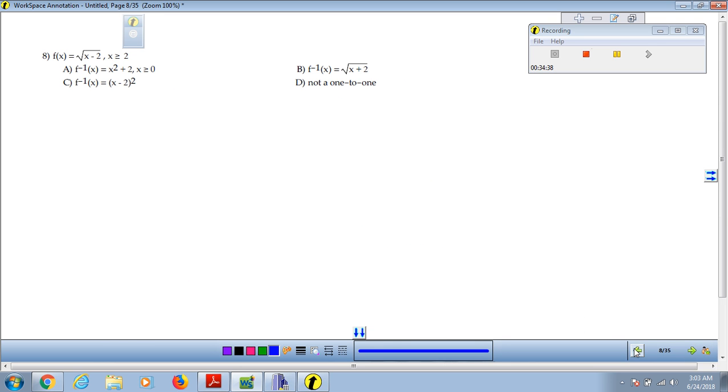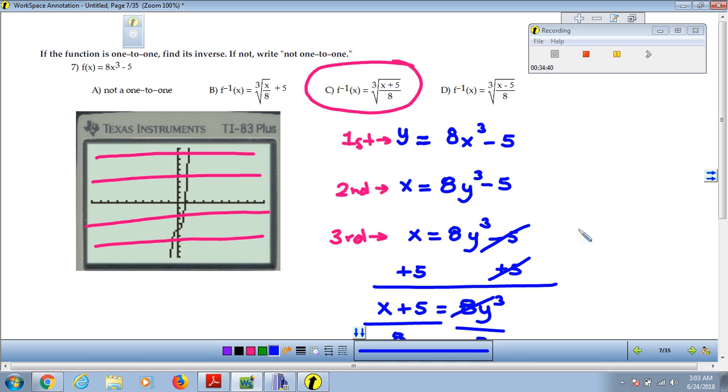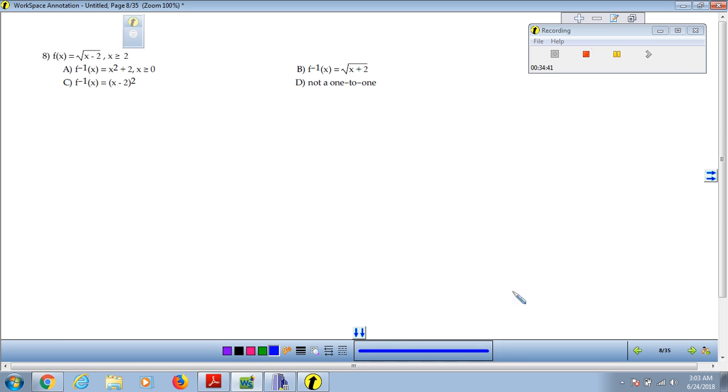Number 8, we're going to use the same instruction as in here. We're not going to check if it is a 1 to 1. It would be a 1 to 1. We want to find the inverse of this. This function has a restriction, though. That's the only thing you need to be careful with. So then the first step is going to be to change the f of x to a y.